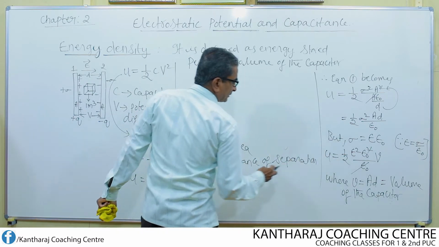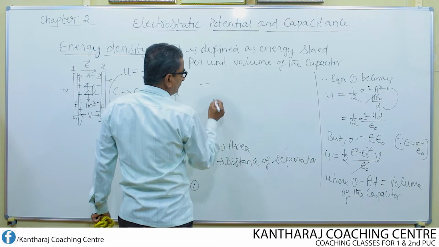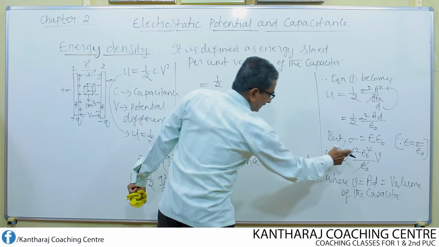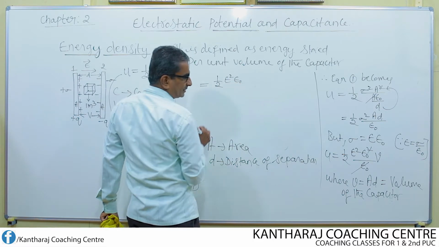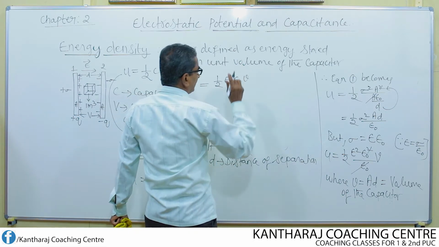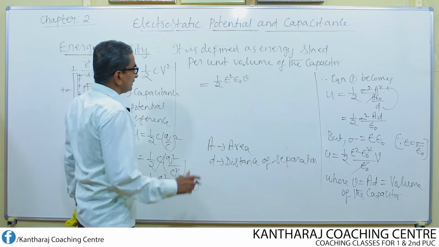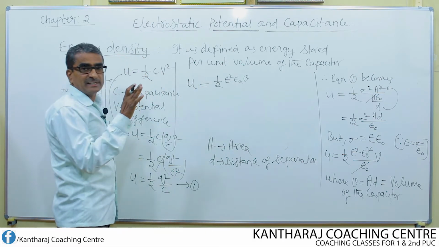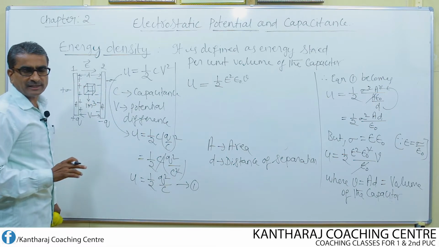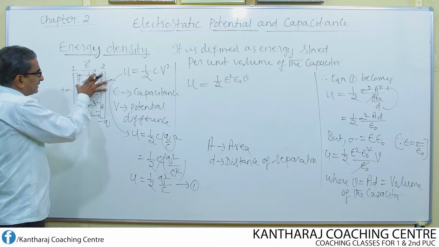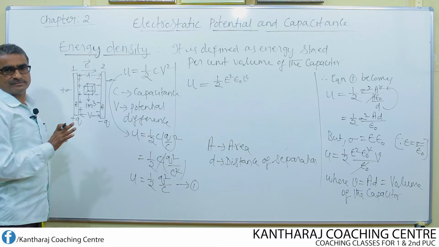So we cancelled 1 by epsilon naught. What is left now? Half of E square epsilon naught V. This is nothing but the energy stored between the two plates of the capacitor when the capacitor is charged to Q coulombs.